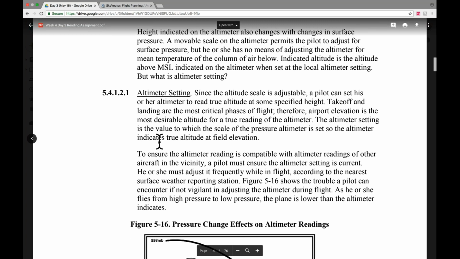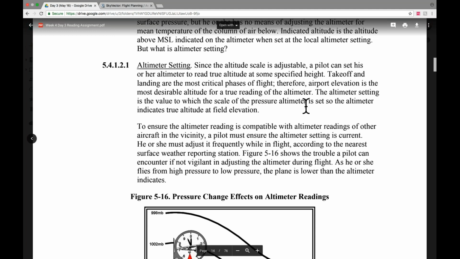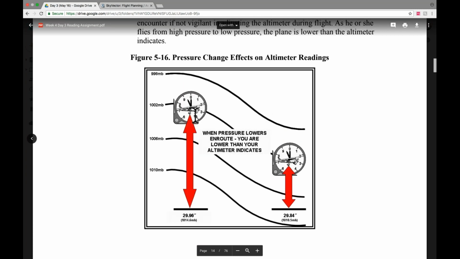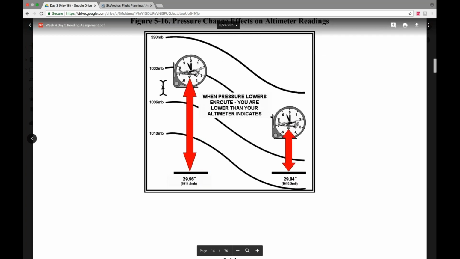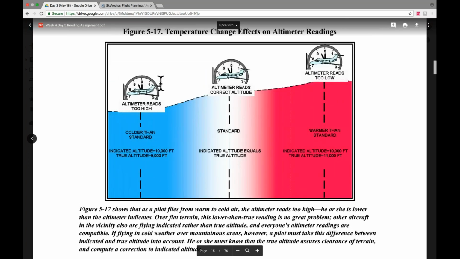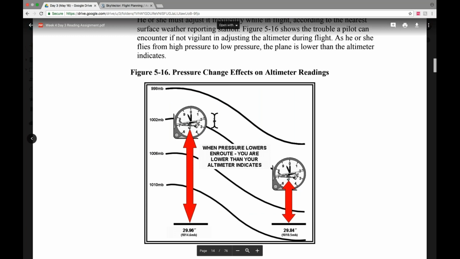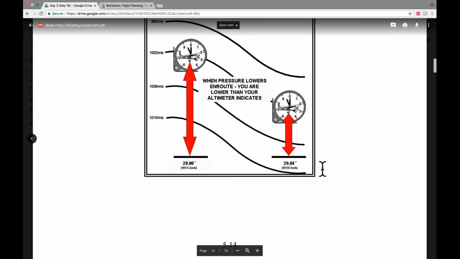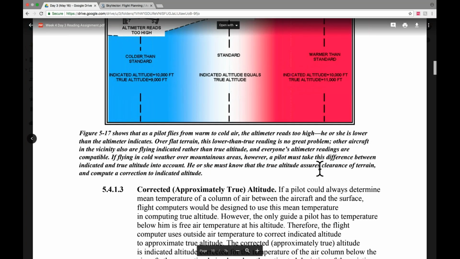So altimeter settings. Since the altitude scale is adjustable, the pilot can set his or her altimeter to read true altitude at some specified height. So this is everything that we've already talked about once again. Making sure that the pilots are changing the altimeter as they move across the country. Super important. And these graphs just kind of show you what happens as we move from colder air to warmer air, or vice versa, or from a high pressure to a low pressure. So it's just a visual of everything that we talked about.